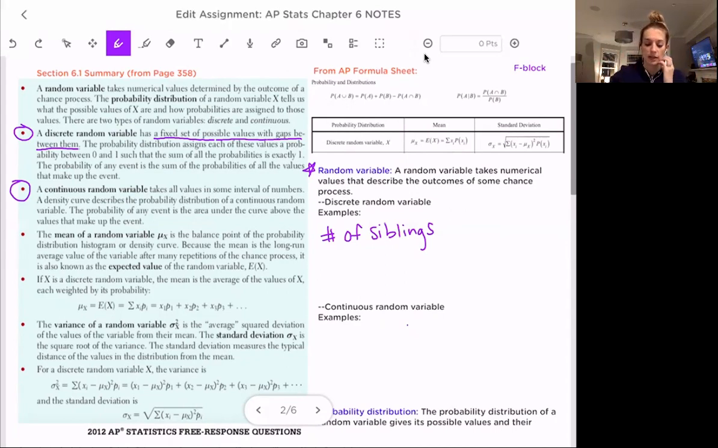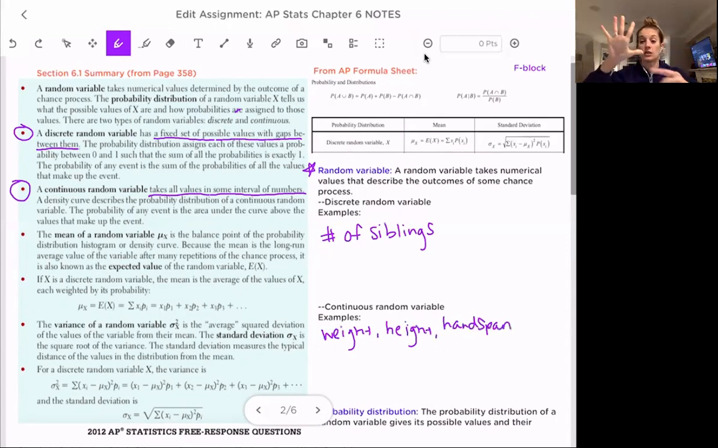But continuous, look at the definition of continuous. That's a variable that can take on all values in some interval of numbers. So rather than having gaps, it's continuous along a number line, essentially. So some good examples of continuous random variables would be your weight, your height, your hand span. Your hand span is actually the distance from the end of your pinky all the way to your thumb in a straight line.